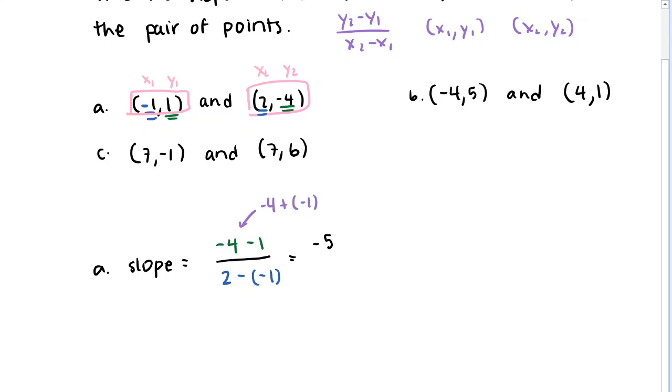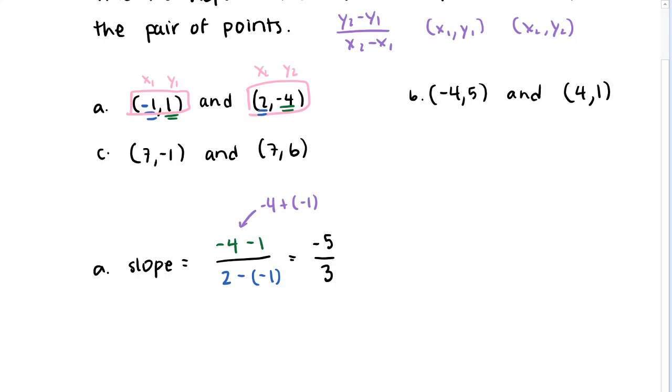Subtraction is just adding the opposite. So here I can read minus 1 as adding negative 1. And when I add these two negatives together, they become more negative, giving me negative 5. Now in the denominator, when we subtract away a negative, it's like adding the opposite, right? So adding a positive 1, and so 2 plus 1 is 3. So the slope is negative 5 over 3 for those 2 points.